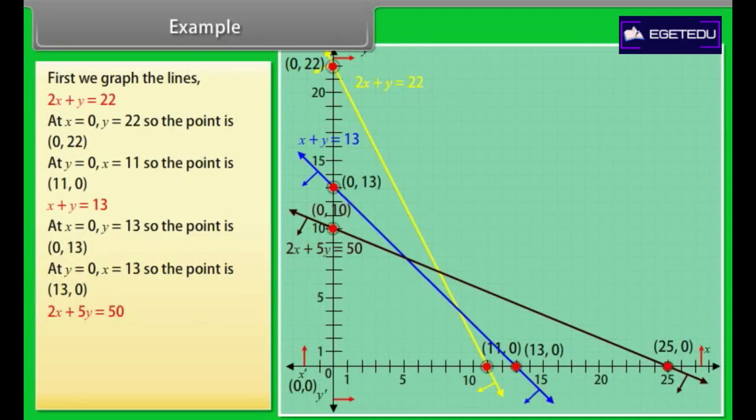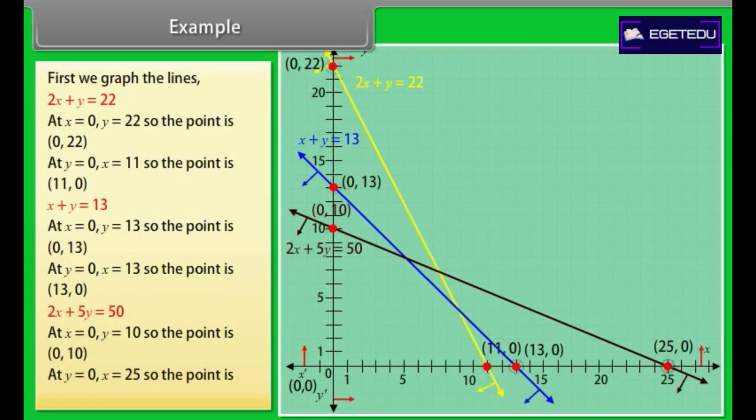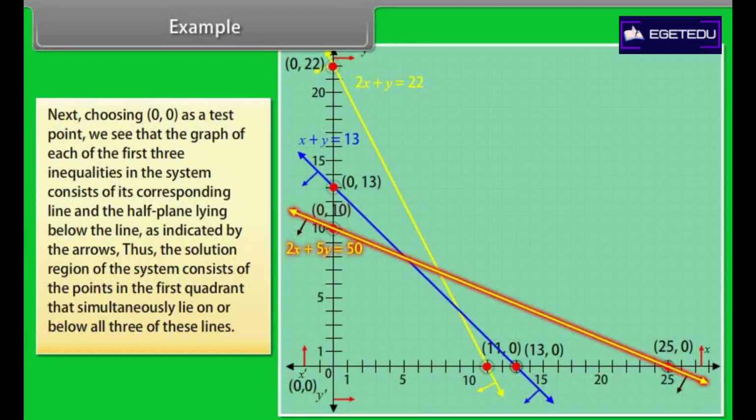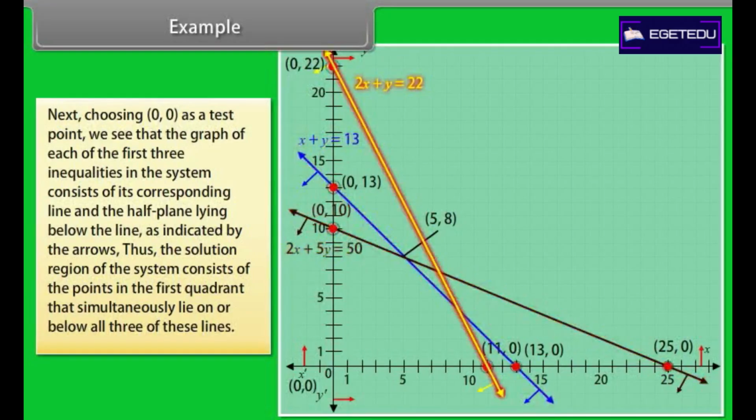2x plus 5y is equal to 50. At x is equal to 0, y is equal to 10. So, the point is 0, 10. At y is equal to 0, x is equal to 25. So, the point is 25, 0. Next, choosing 0, 0 as a test point, we see that the graph of each of the first three inequalities in this system consists of its corresponding line and the half-plane below the line, as indicated by the arrows. Thus, the solution region of the system consists of the points in the first quadrant that simultaneously lie on or below all three of these lines.